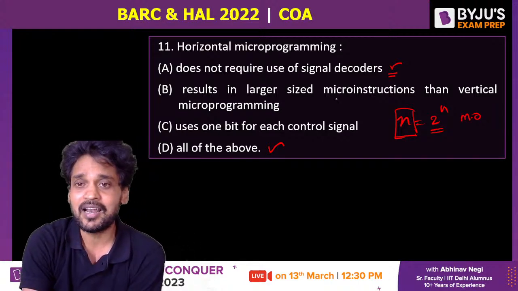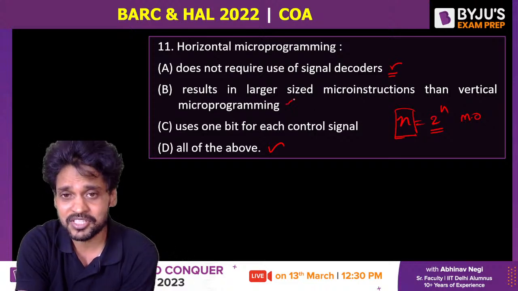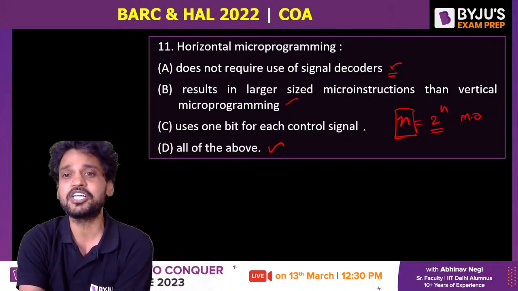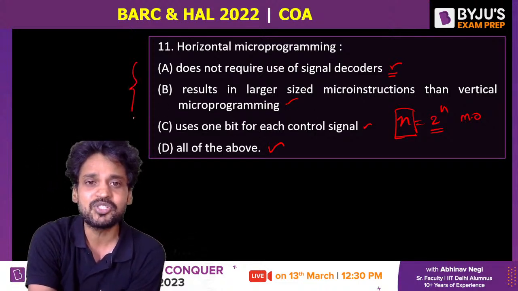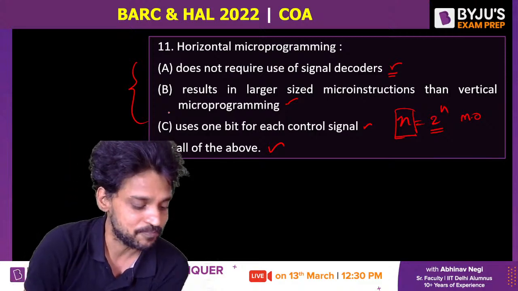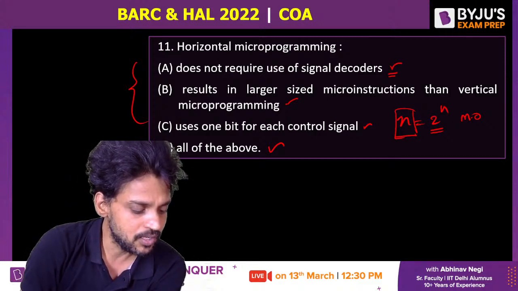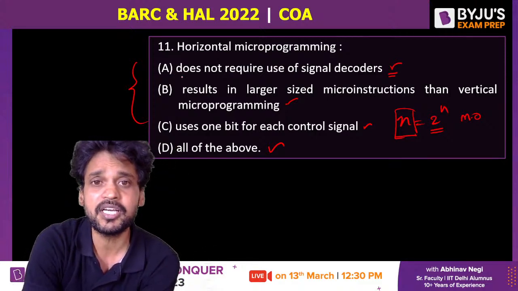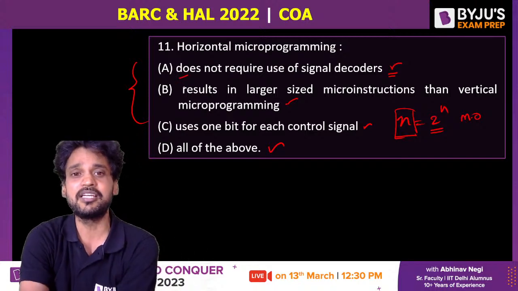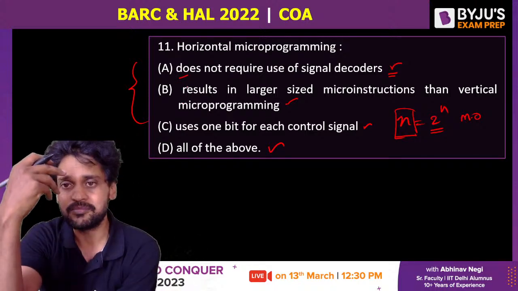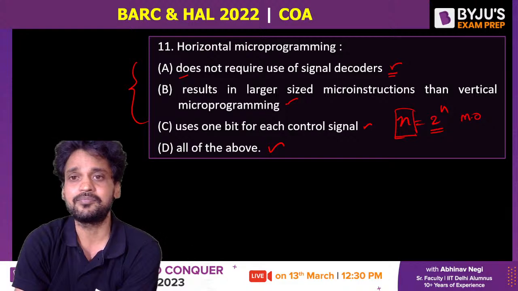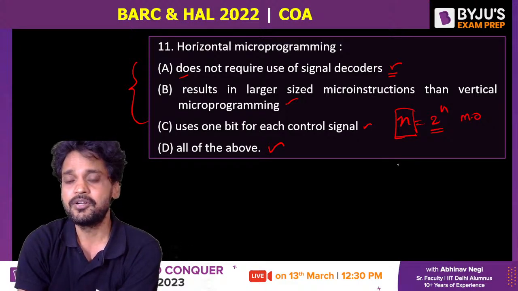It results in a larger size micro instruction. Biggest disadvantage: it uses 1 bit for each control signal. So A, B, C, all the above are the correct options. No, everything is correct. Does not require use of the signal decoder. It doesn't. Signal decoders are not required because we don't encode.